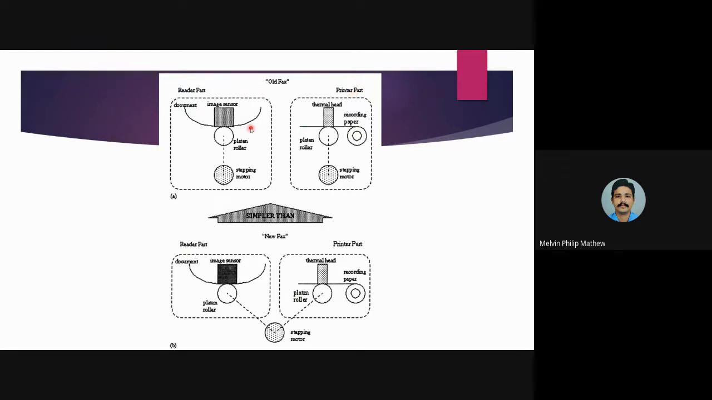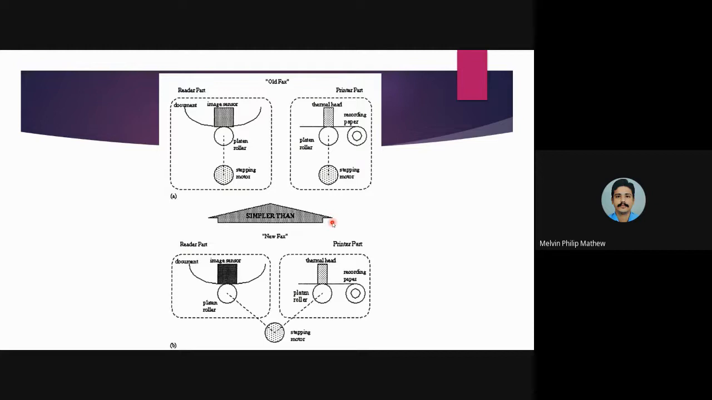You can see from the figure that there are many components here that you don't have to bother about. Just look at the stepping motors provided here. There are two stepping motors. One way to simplify this system is by combining the stepping motors for both parts. The printer part has a separate stepping motor, and the reader part has another one, two separate stepping motors without any correlation in the reader and printer parts respectively.